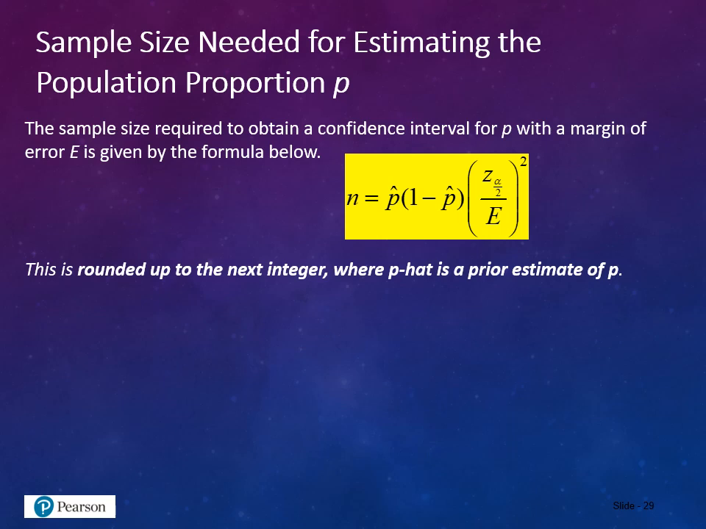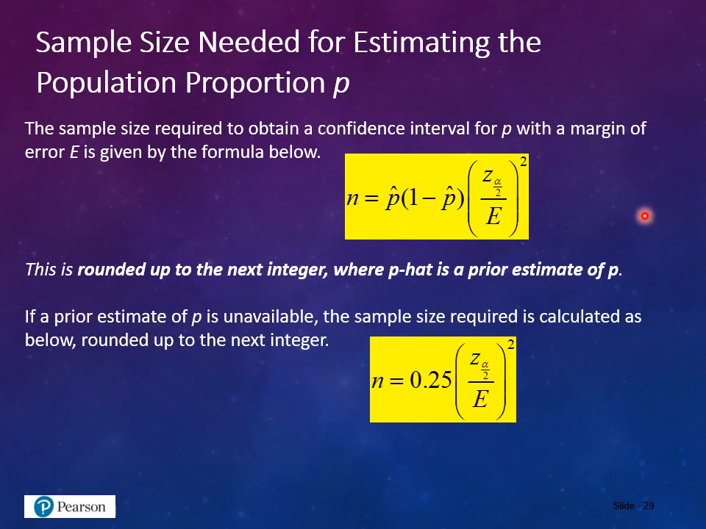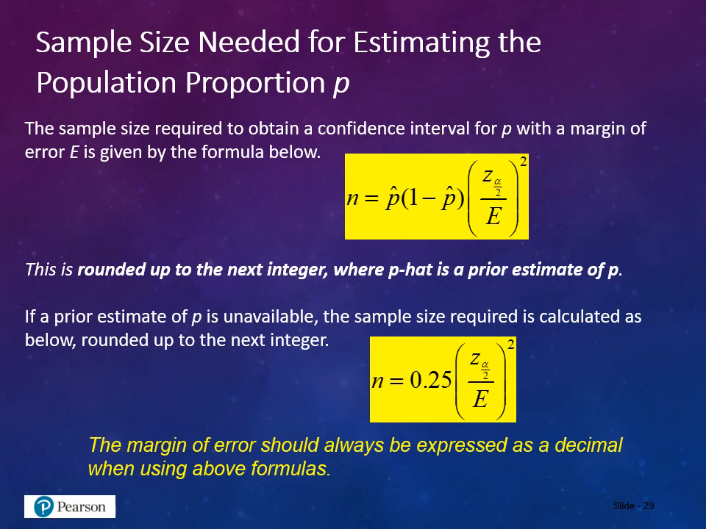So this is the formula we use where p-hat is a prior estimate of p. If we don't have a prior estimate of p, the sample size required is calculated as below. So we have two different calculations. If we're using a prior value of p-hat, the formula is just that simple formula we calculated. But if we don't have that prior value of p-hat, then we simply use this formula from below. Notice the margin of error should always be expressed as a decimal when using the above formulas, not a percentage.